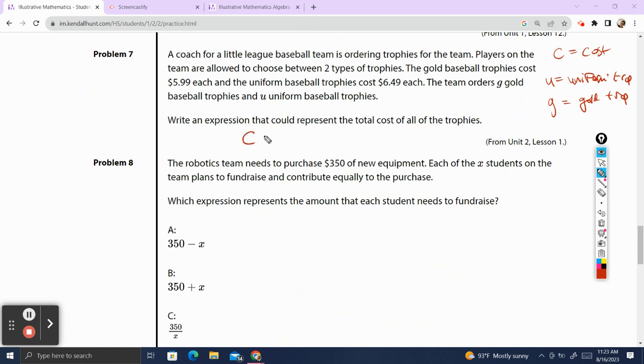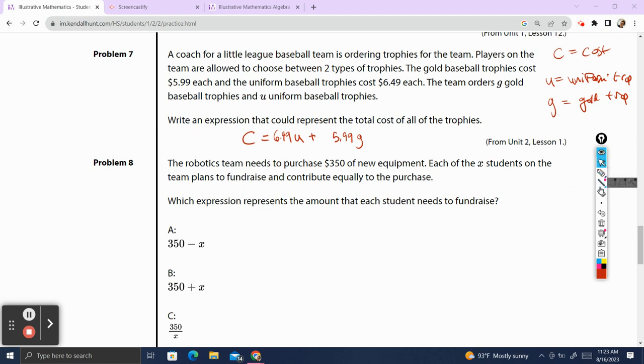So we need an expression. The cost is going to be U times the number of trophies you get, which you multiply by the cost. The uniform baseball trophies are $6.49 each, and I'm just putting the numbers in front because that's standard practice to put the numbers before your variables or your letters. And then G is the number of gold trophies we get. The gold trophies cost $5.99 each. So it will be $5.99 times G. And that's our expression for the cost.